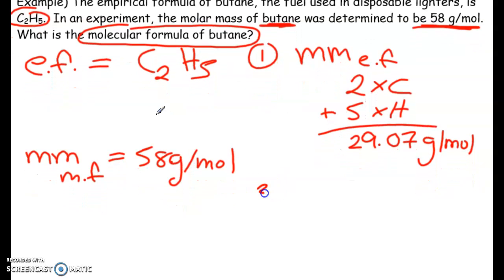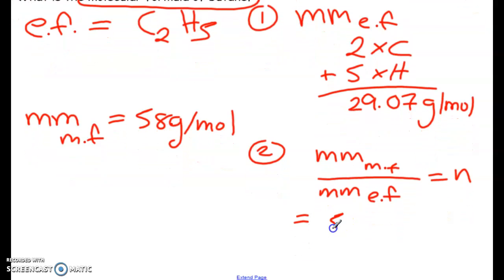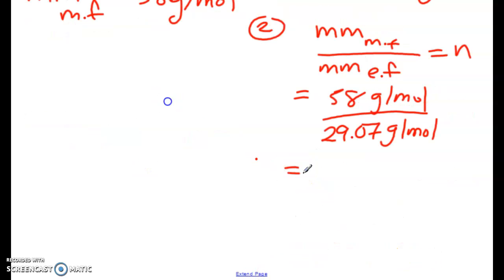Step number 2, we're going to take our molar mass of the molecular formula and divide it by the molar mass of the empirical formula. That's going to give us our N number. So here we have 58 grams per mole divided by 29.07 grams per mole. And it's always the larger number on top because we want a whole number. So we get here 1.995, which rounds to 2.